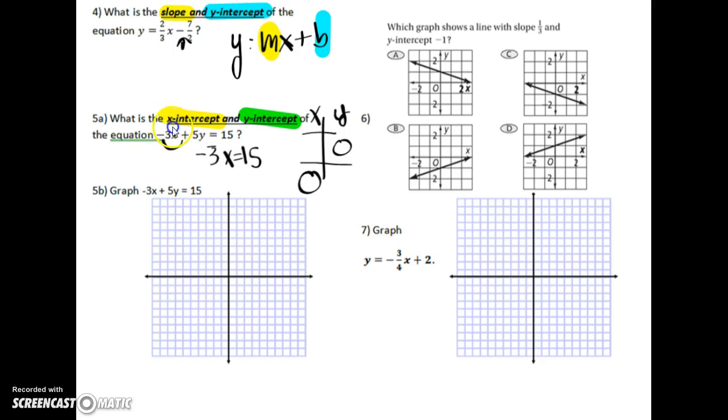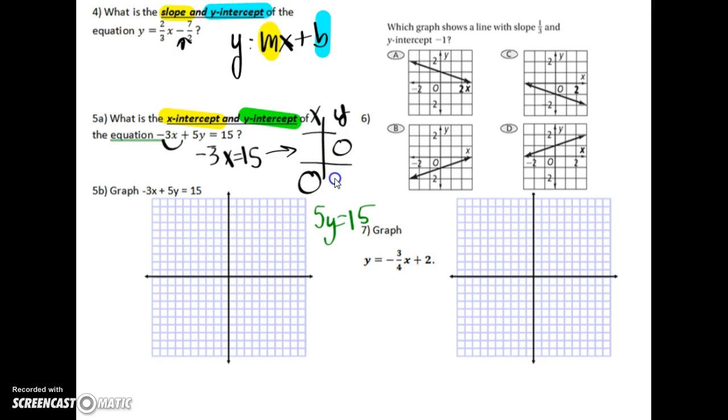A bunch of people just wrote the negative 3 down for the x-intercept. No, it's negative 3 times what gives you positive 15. So that's what goes right here. And then to find the y-intercept, you set the x equal to 0, which means 5y equals 15. So there you go. You should be able to figure those out.